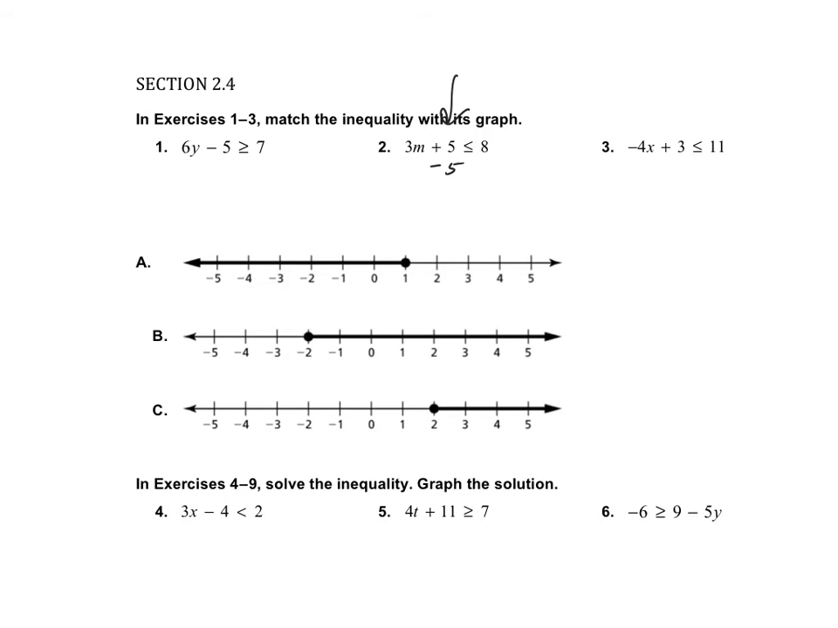I'm going to subtract 5 from both sides first, and now I end up with 3m is less than or equal to 3. Now I divide by positive 3, and division by positive 3 does nothing to the sign. I just get m is less than or equal to 1. So question is, which graph shows m being less than or equal to 1? It's got to be here, right? This graph here. So 2 matches with A.